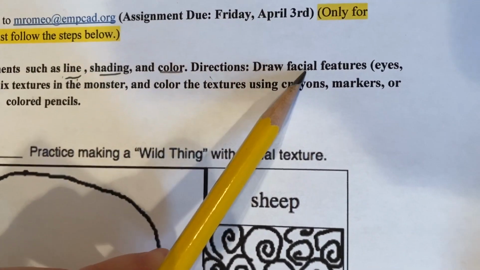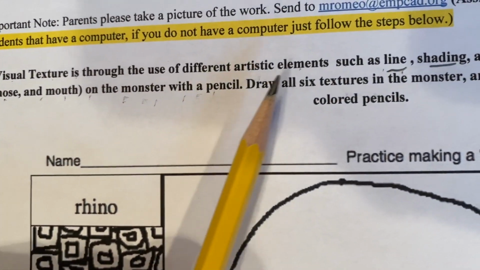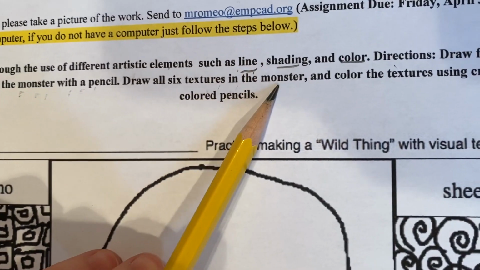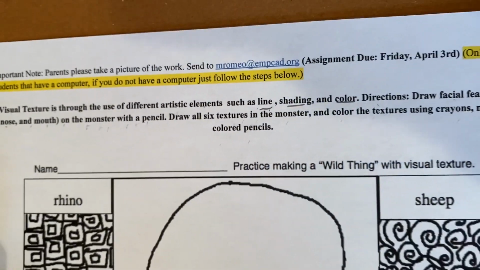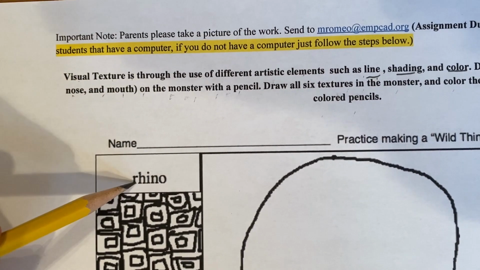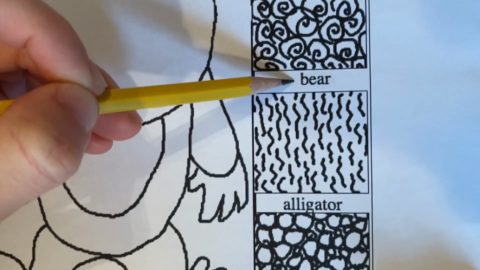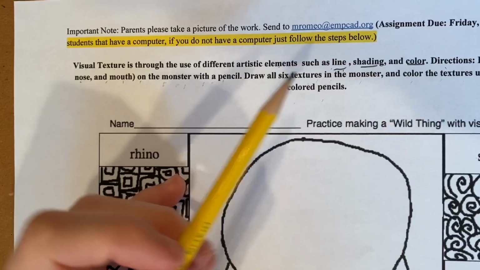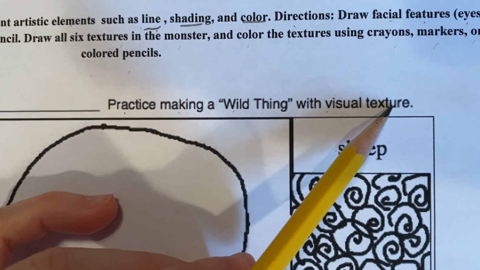Directions. Draw facial features such as eyes, nose, and mouth on the monster with the pencil. Draw all 6 textures in the monster and color the textures using crayons, markers, or colored pencils. Here are the 6 textures. We have rhino texture, elephant texture, fish texture, sheep texture, bear texture, alligator. Practice making a wild thing with the visual textures.